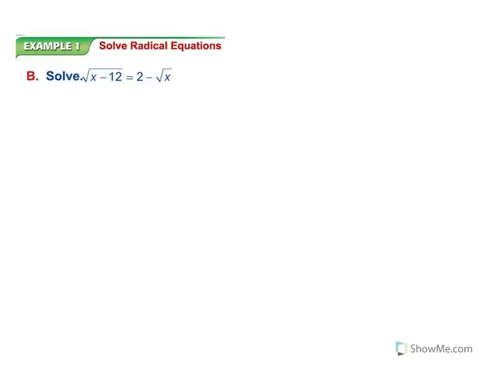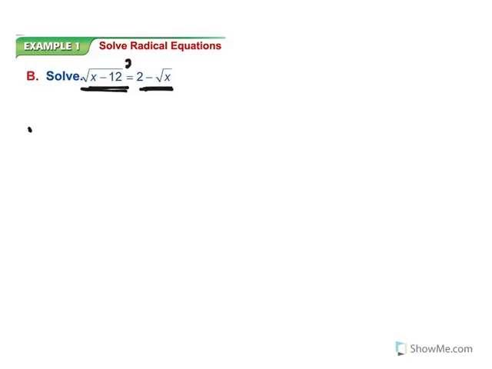Okay, our next example, example 1b, we're going to solve the square root of x minus 12 equals 2 minus the square root of x. The first thing that we have to do is get the radicals by themselves. We're going to isolate the radicals. So our first step is we're going to want to square both sides so that we can get rid of the square root on this side of the equation, and then we'll have to square this out also using FOIL.